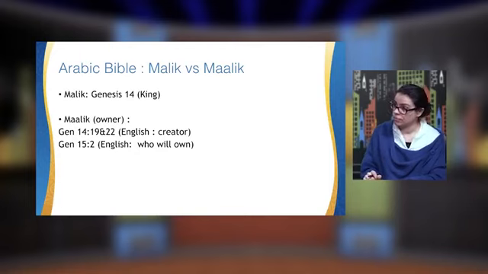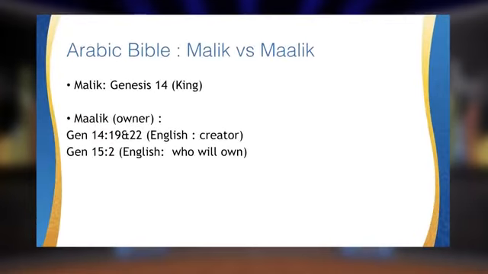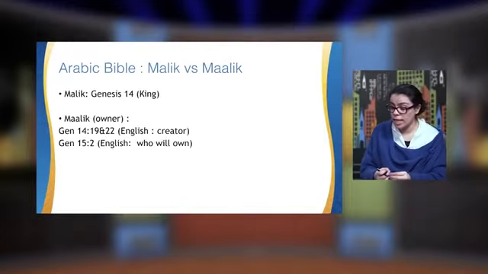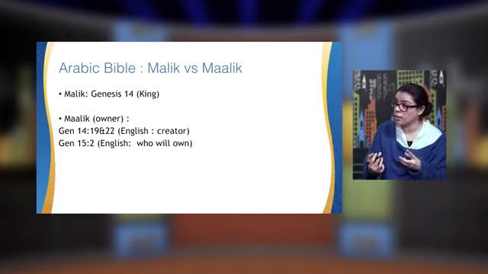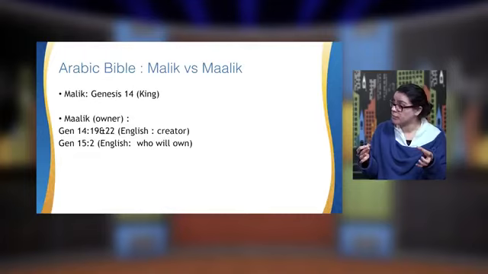The short A, the Malik, which is king. Yeah. Or creator in this case. And then also in Genesis chapter 15, the same word is used, and it is used as the one who will own. So the Bible, which is the word of God, actually treats these as two different things. So it makes a distinction.